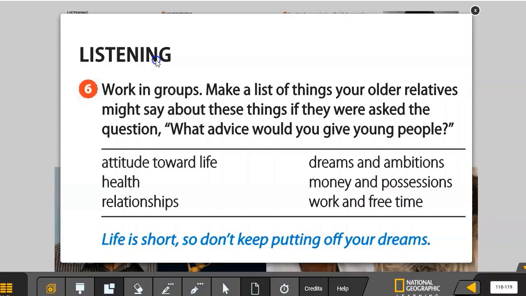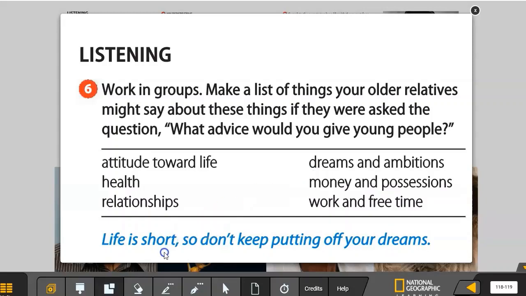What advice would you give young people? So if you ask this question, what advice would you give young people, to an older person? Could be some of your relatives, for example, I don't know, your mom, your dad, your grandfather, your grandmother. And then we have some topics. Let me read for you. Attitude toward life, health, relationships, dreams and ambitions, money and possessions, work and free time.